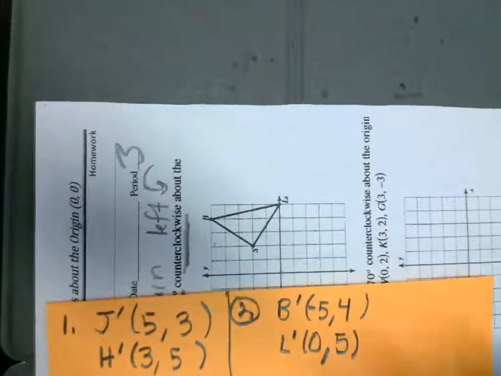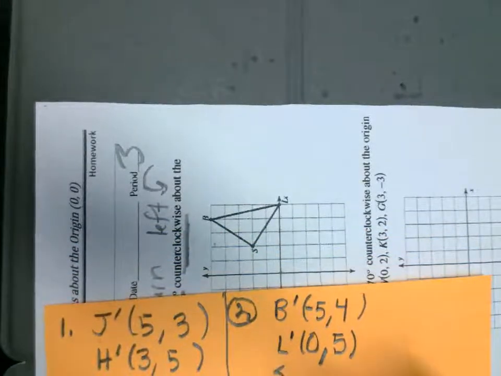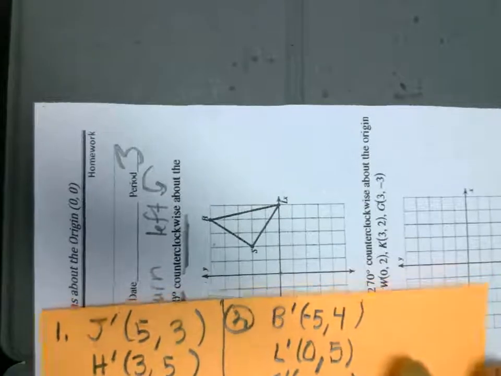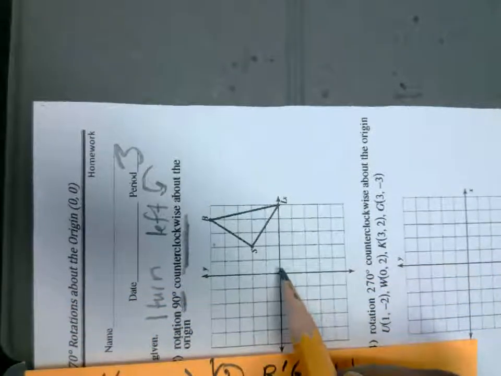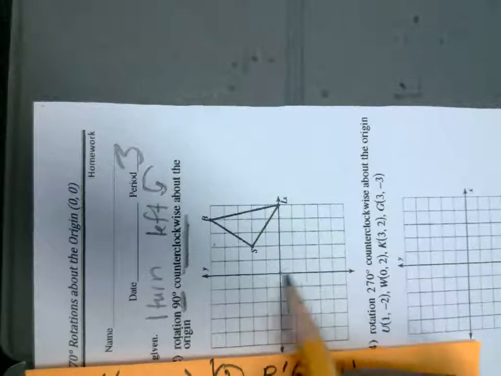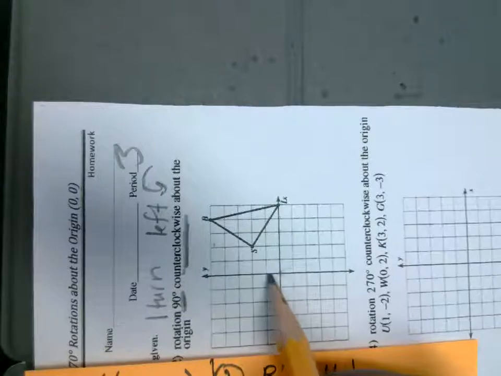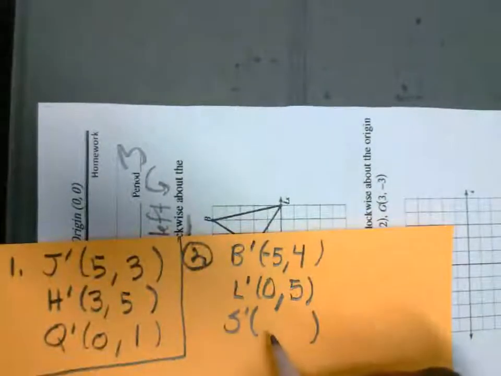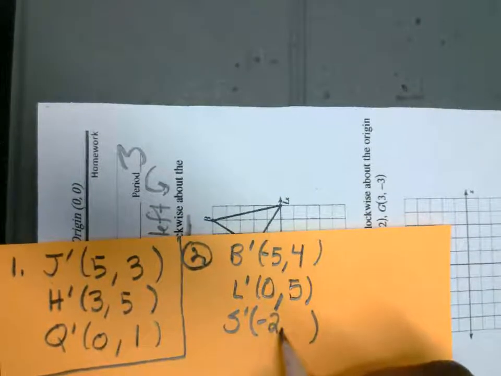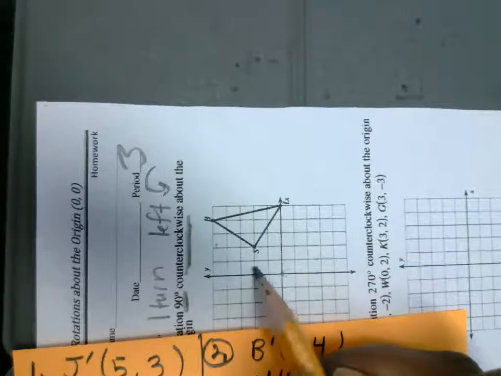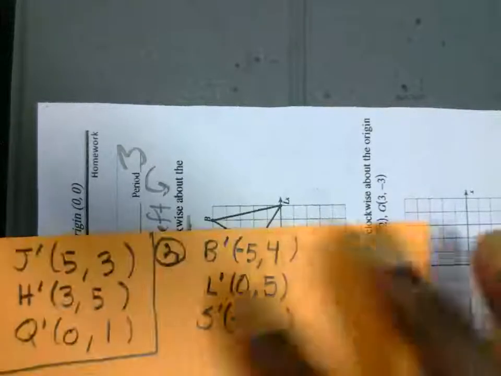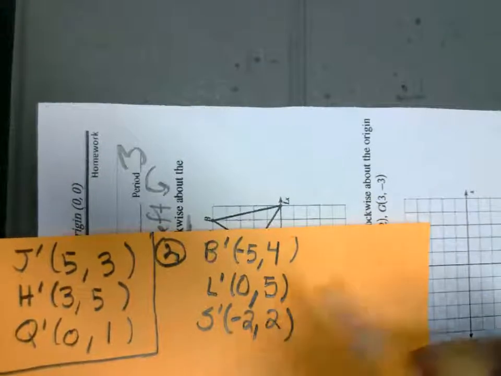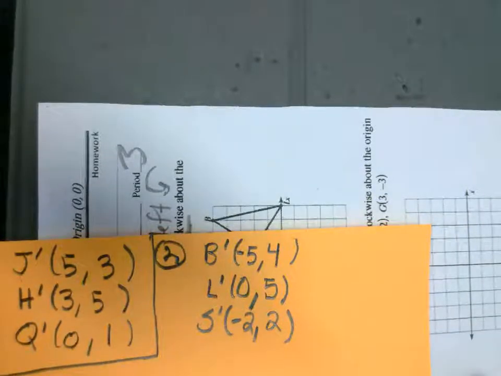Now I'm doing S prime. My new location for S. Start at the origin. Going to S. Use the grid lines. Am I going to the left or to the right? Left. How many times to the left? 2. So that's -2. And from there, am I going up or down? How many up? It's +2.